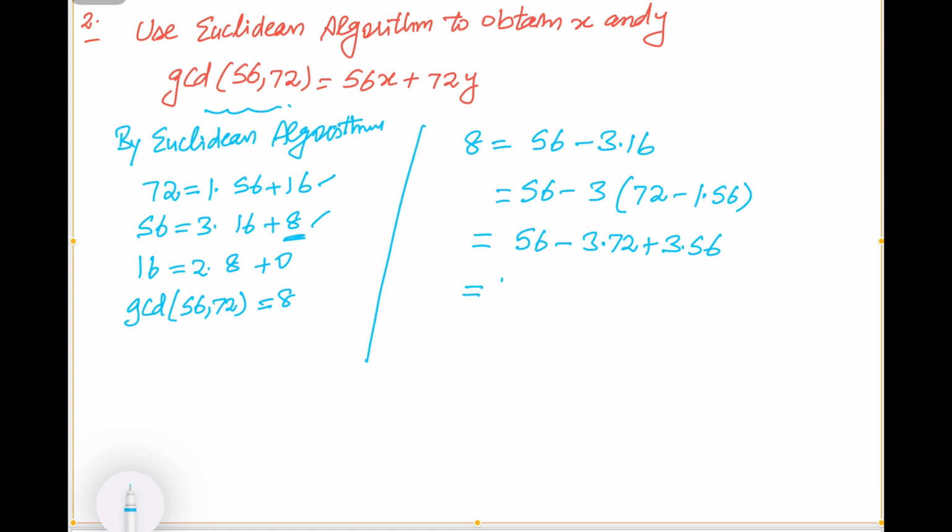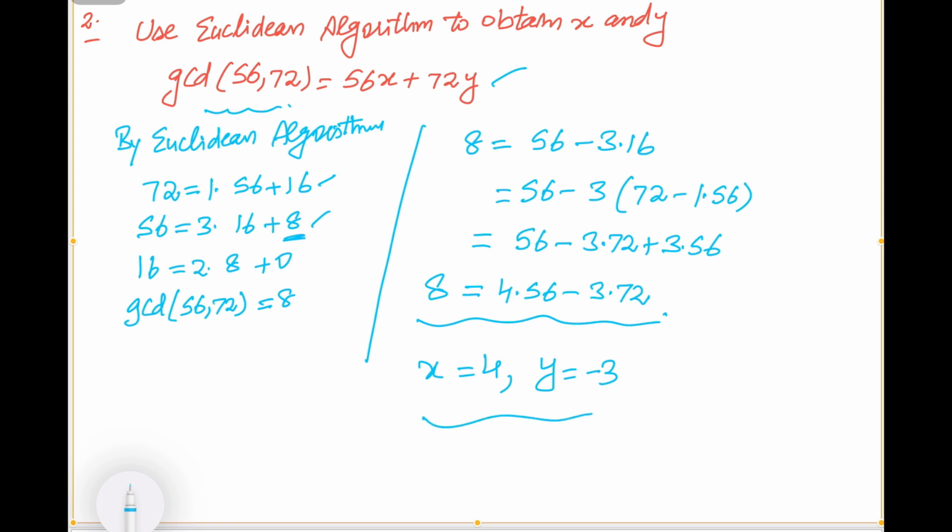So 3 plus 1, 4 times 56, minus 3 times 72. So we get this. So when we compare with this given equation, x is 4 and y is minus 3. Desired answer.